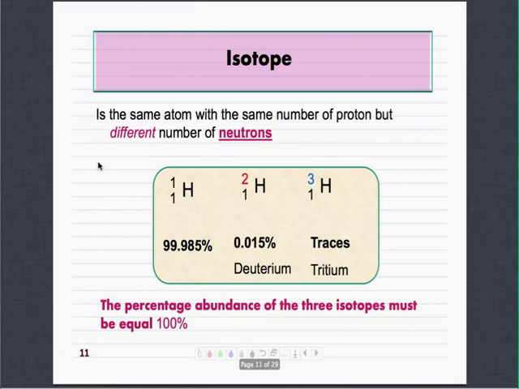By percentage of abundance, we mean that if I go into this universe, collect some hydrogen, and do some kind of mass spec to figure out how many of them weigh just 1 AMU, how many weigh 2 AMU, and how many 3 AMU, I'll find 99.985% weigh 1 AMU, and 0.0115% weigh 2 AMU, and the traces, which is the remainder up to 100, weigh 3 AMU.